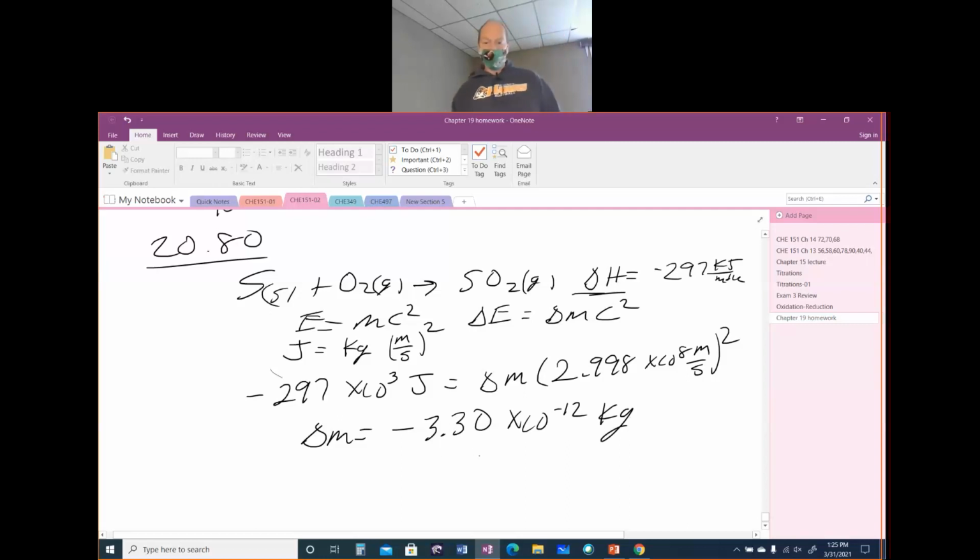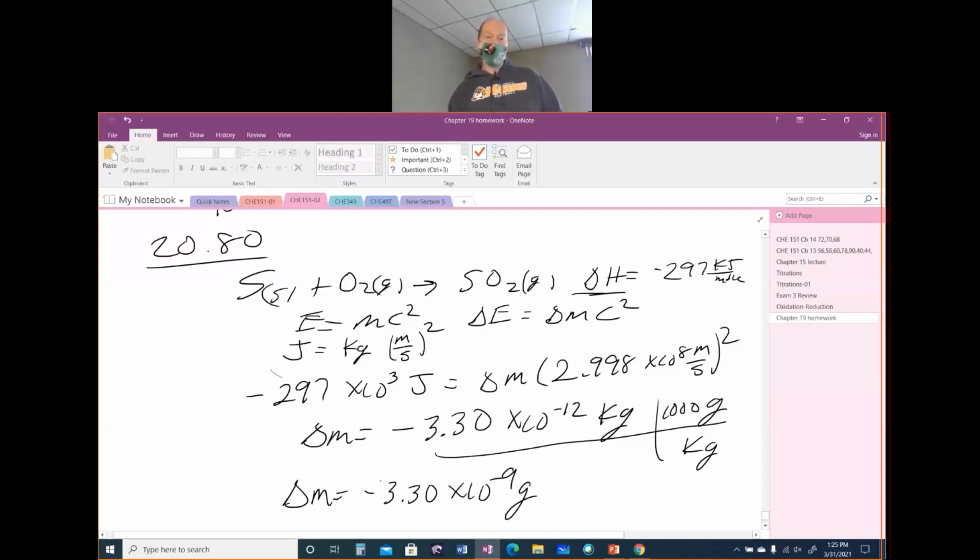Most of the time we're going to weigh something in the lab. We're going to weigh it in grams. So let's convert that to grams. We have to get rid of kilograms. We need grams. So we're going to multiply that by 1,000. There's 1,000 grams in a kilogram. And so our change in mass is it has lost 3.30 times 10 to the minus 9 grams.